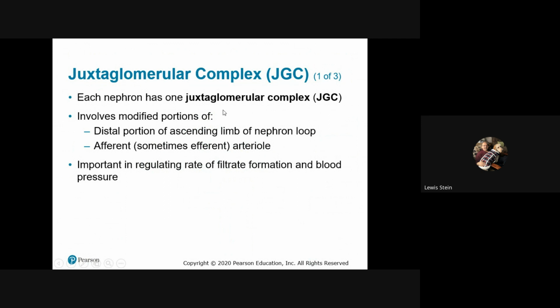Each one of these, whether it's medullary or cortical, has one of these juxtaglomerular complexes, just meaning next to. Typically it's the ascending limb of the nephron loop, and maybe one or the other arteriole. Basically we are dealing with two types of sensors: pressure sensors and salt sensors, osmolar sensors. This is the area where we see a lot of inherent auto adjustment that occurs in the kidney. The other one has to do with pressure coming through the arterioles.